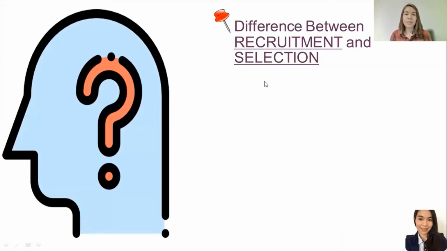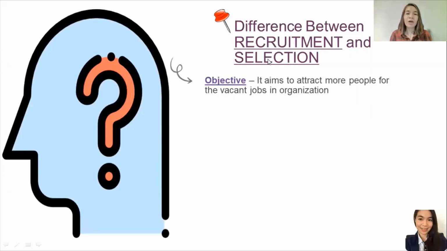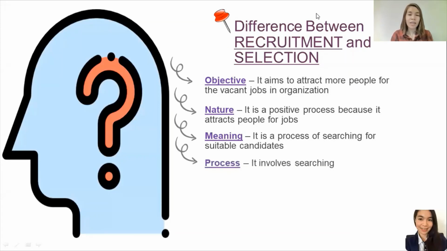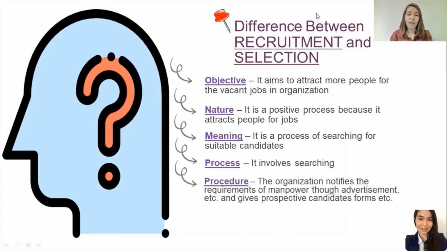For the last part of my presentation is the difference between recruitment and selection. First is the objective. It aims to attract more people for the vacant jobs in the organization. Next is the nature. It is a positive process because it attracts people for jobs. Third one is the meaning. It is a process of searching for suitable candidates. Fourth, process. It involves searching. Next is procedure. The organization notifies the requirements of manpower through advertisement and gives prospective candidates forms, etc.